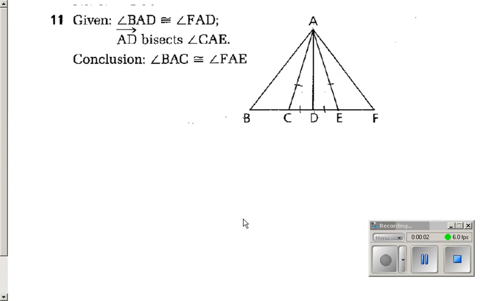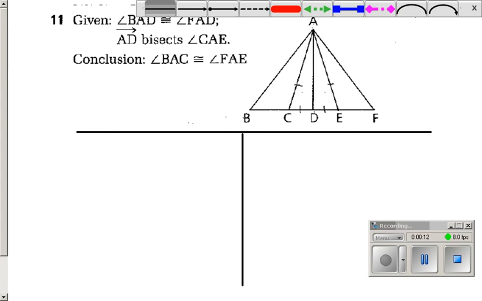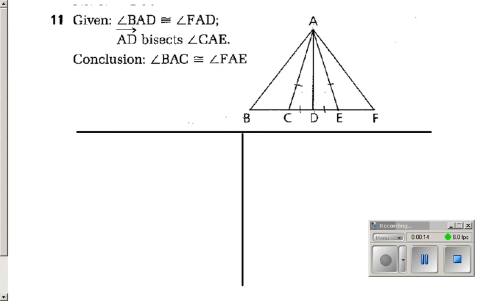All right, here's a proof from section 2.5. It's a little bit more involved than a typical two-step proof, so this one's got a couple more steps. Looking at this problem, you have BAD is congruent to FAD. So anytime you have information in a given, I'm going to mark it in the picture. So BAD, this whole angle, is congruent to FAD.